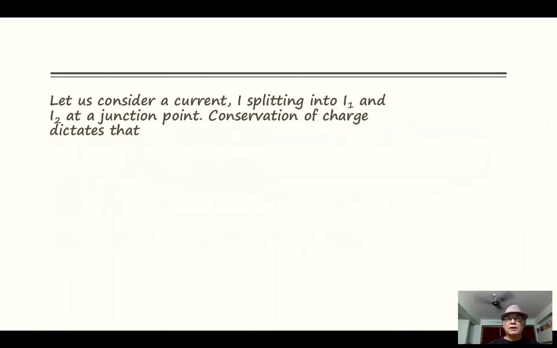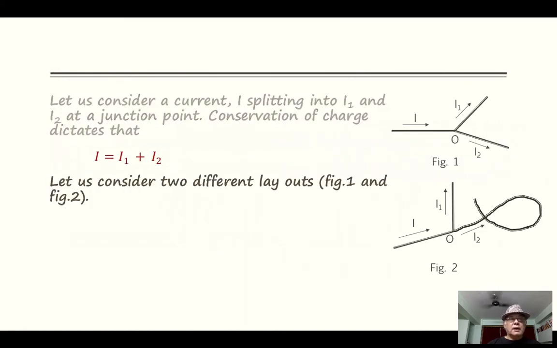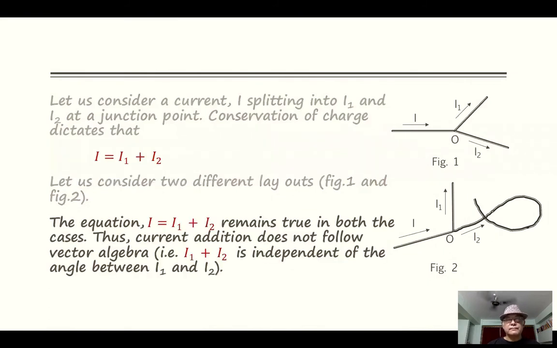Let us consider a current I splitting into I1 and I2 at a junction point. Conservation of charge dictates that I = I1 + I2. Let us consider two different layouts as shown in figure 1 and in figure 2. The equation I = I1 + I2 remains true in both the cases. Thus, current addition does not follow vector algebra. That is, I1 + I2 is independent of the angle between I1 and I2. This confirms the scalar character of the current.